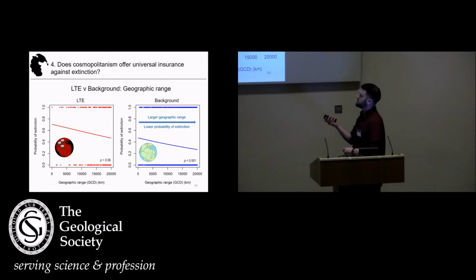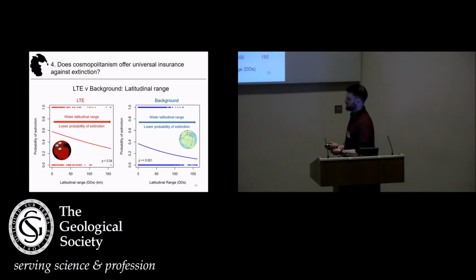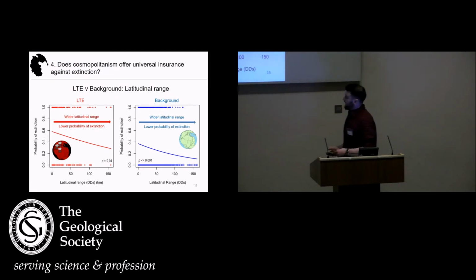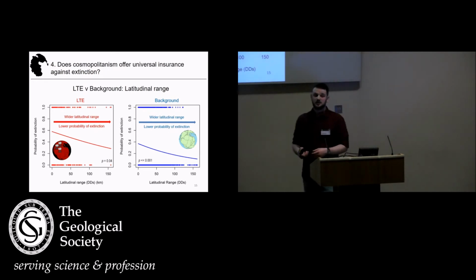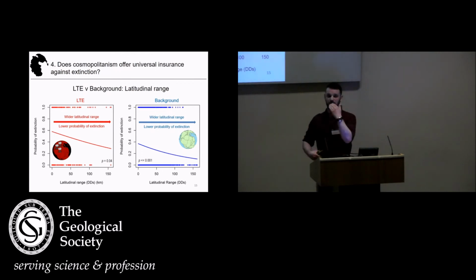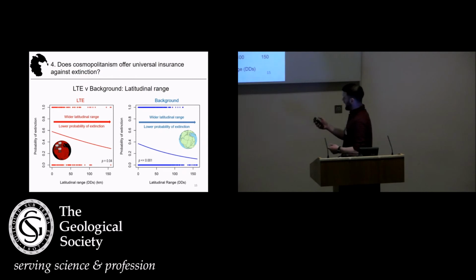We measured geographic distribution in another way as well, so latitudinal range in decimal degrees. Ignore that kilometres, that's not supposed to be there. And what we see is a similar pattern in background times. A wider latitudinal range gives a lower probability of extinction. This is an even stronger relationship than we see just in geographic range. It's probably because a wider latitudinal range is a better proxy for a wider environmental or thermal tolerance than a wider geographic range, which could be spread throughout a single latitudinal band. Exceptionally significant, as I said, the widest ranging taxa have a very low extinction probability.